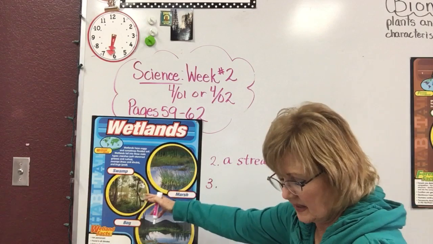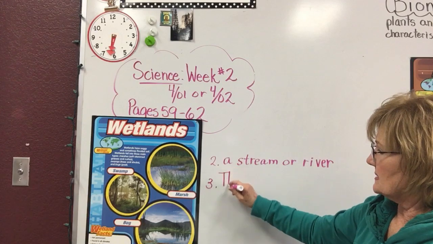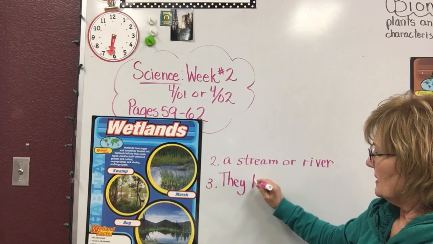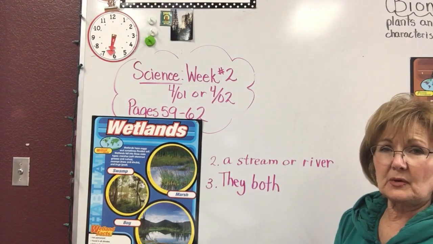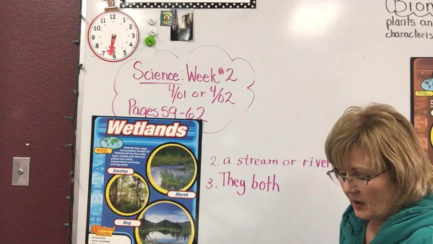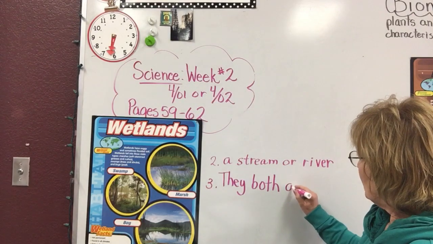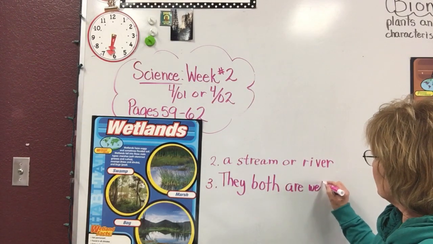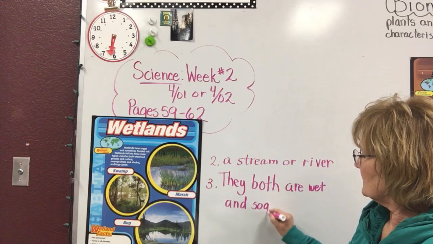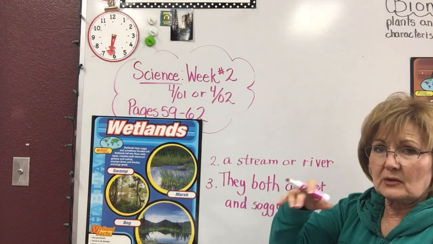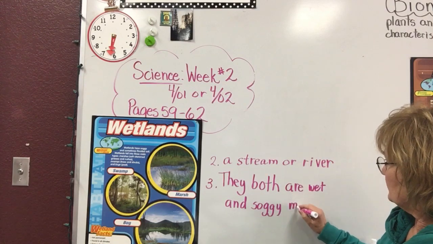What is the same about these guys? Let's make a sentence. They both get very little rain. They both have very little water. They both have no plants. They both are wet and soggy most of the time. I think that would be the answer. They both are wet and soggy. You step on the ground and it sucks you in most of the time.